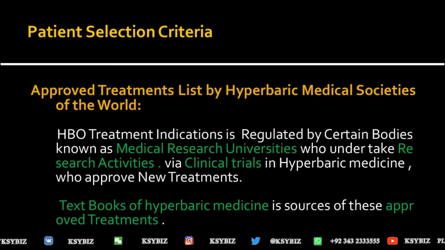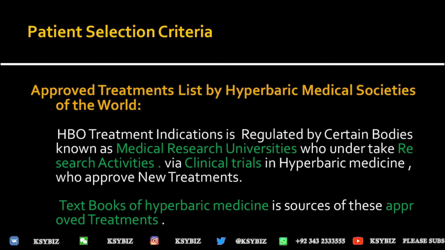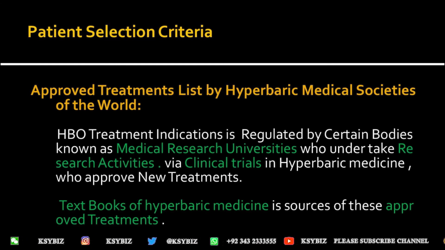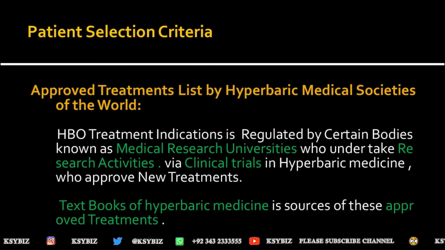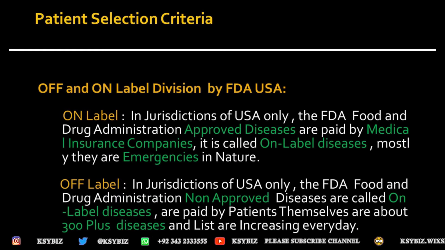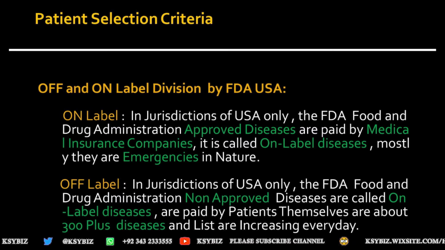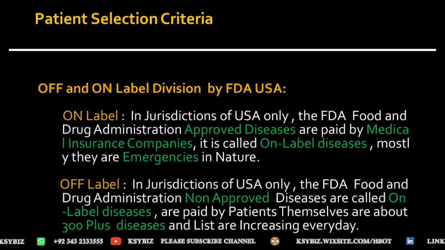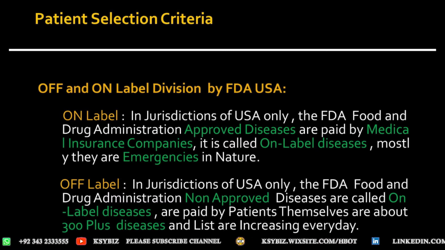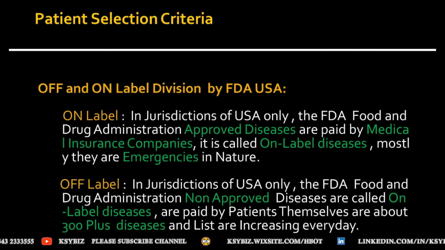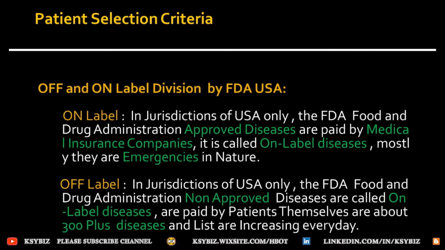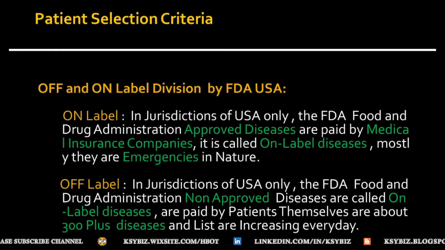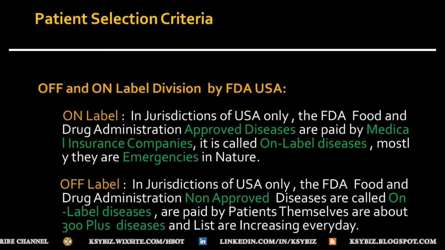In the continent of America, there are also on-label and off-label diseases. These diseases come only in North America, in the USA, because the FDA regulates which diseases, and mostly they are emergencies which are on label. The off-label ones are actually the rest of the diseases, and unfortunately they are not paid by the medical insurance companies, so you have to pay out of your pocket.